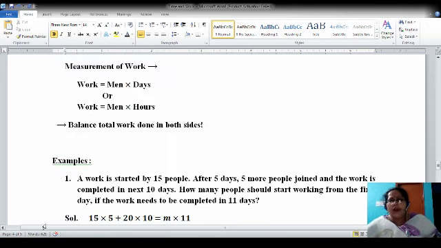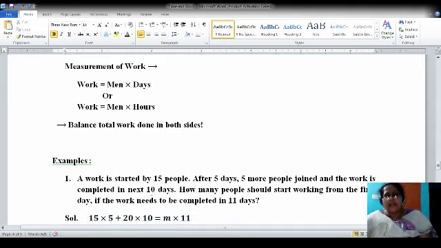So we have here 15 into 5. The equation is already visible now, so let us just see what the equation means. For the first 5 days, the man days used is 15 into 5, and after 5 days, 5 more people have joined. So the total number of people is 20, and how many more days are they working? They are working for 10 days, so it's 20 into 10.